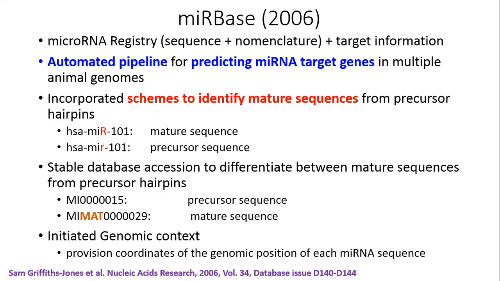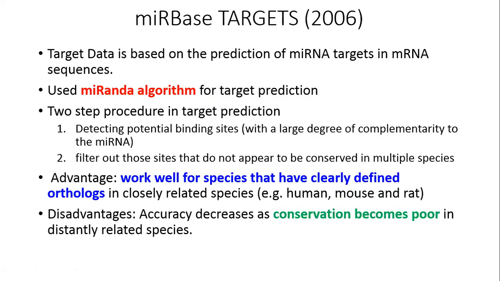In the 2006 May release, one of the major features included was that they initiated the genomic context for these microRNAs. So they started to provide the coordinates of the genomic position of each miRNA sequence, like on which chromosome they are present, what their location in the genome is, and so on and so forth. These were the major features of the 2006 release.